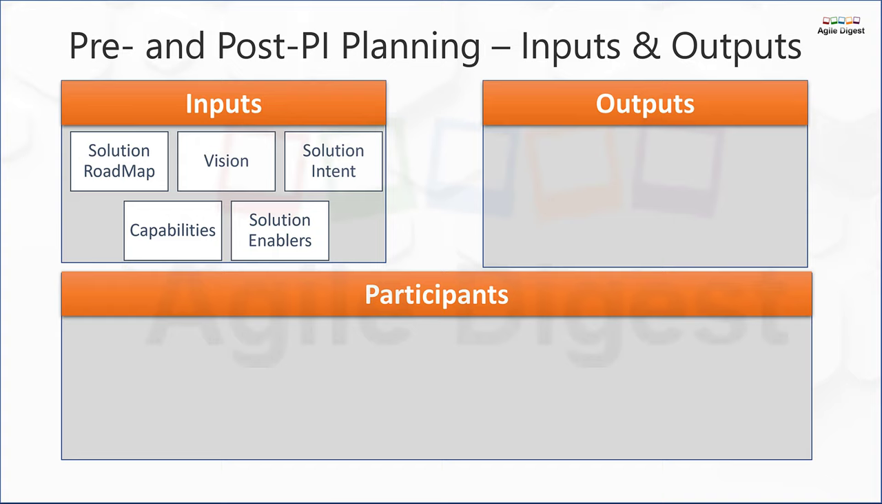What is the output of pre and post-PI planning? You can have SMART solution PI objectives. At the ART level, we had PI objectives; those are all SMART. I am not repeating the acronym of SMART right now, but you will get those PI objectives at a solution level. Then you can also get a solution board. We had a program board at ART level; you will get a solution board. We'll talk about what the solution board looks like. And then you get a confidence vote on the solution PI objectives at the solution level. We'll talk about who the participants are, so that you can find out who gives those confidence votes at the solution level. Then context for solution demo.